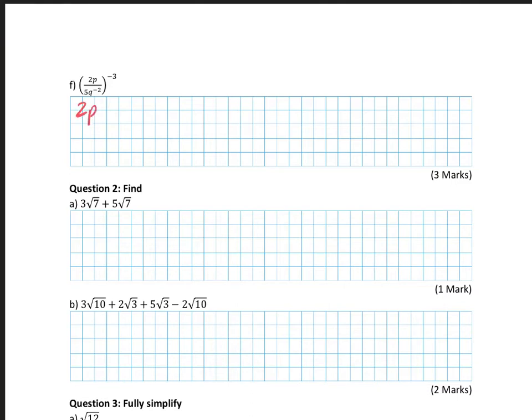So 2p to the negative 3 over 5q to the negative 2, also to the negative 3. That power is going to apply to the stuff inside the brackets separately, so 2 to the negative 3 and p to the negative 3. 5 to the negative 3 times q to the negative 2 times negative 3.